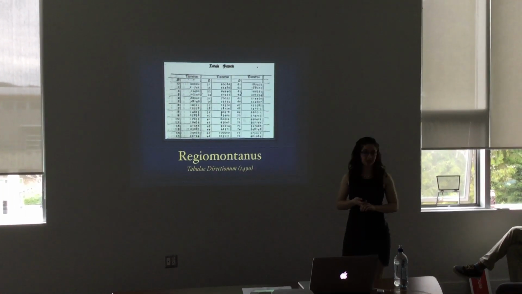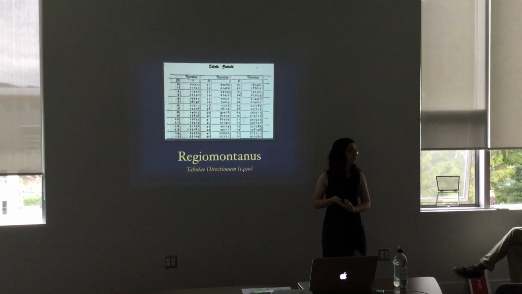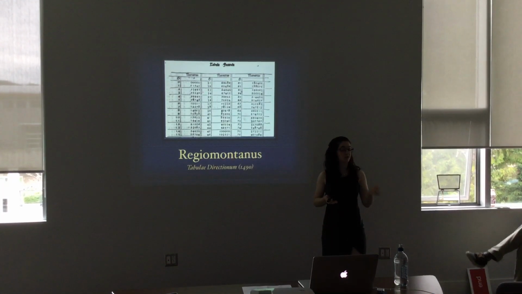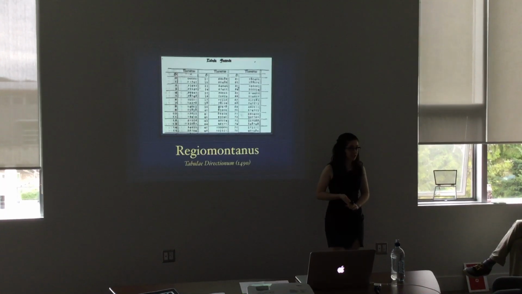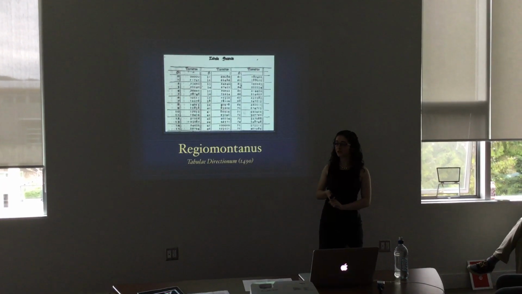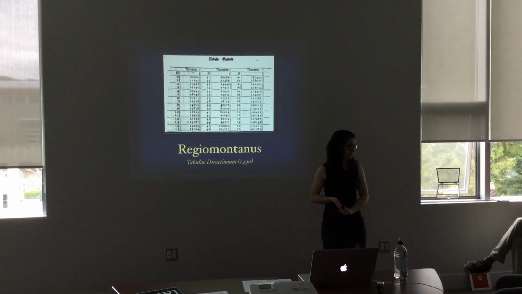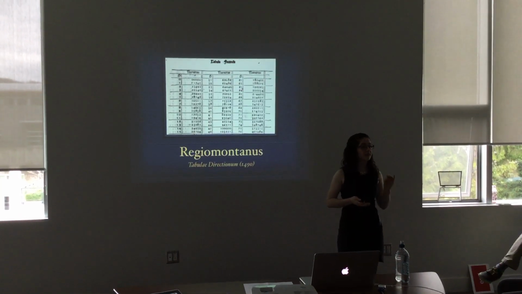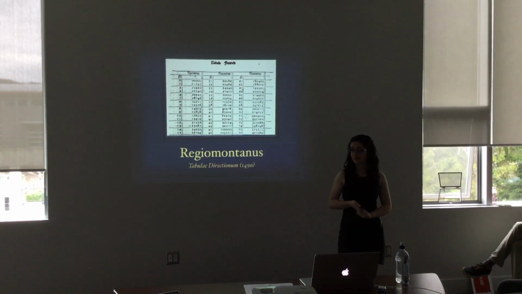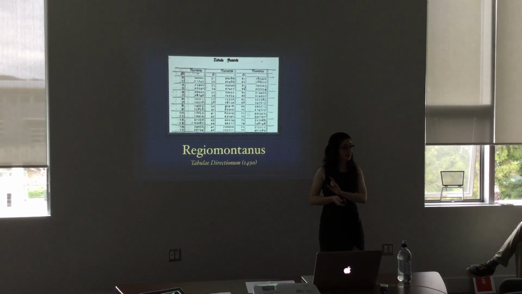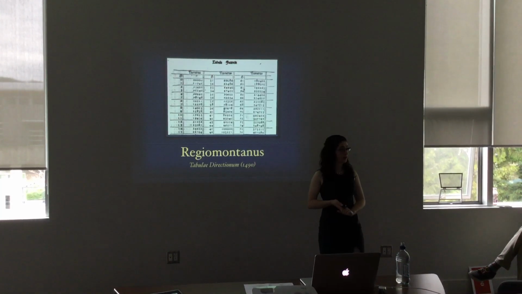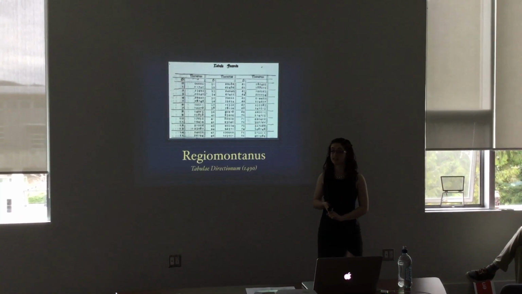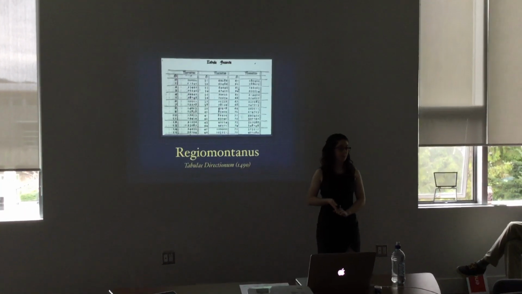Regiomontanus created the first set of tables that I looked at when doing this research. They're not the oldest tangent tables in Europe, but they're the first ones that I looked at, and they're the simplest. Regiomontanus was a mathematician and astronomer who lived from 1436 to 1476. He is undoubtedly the most well-recognized European astronomer of the 15th century. If you haven't heard of him, you may have heard of a man named Nicholas Copernicus. Copernicus was inspired by Regiomontanus' work and actually used his tables. We have evidence of this.